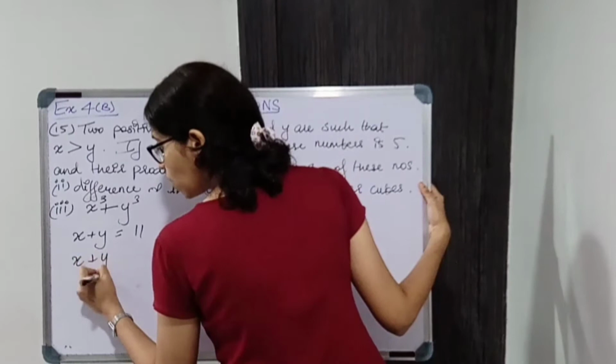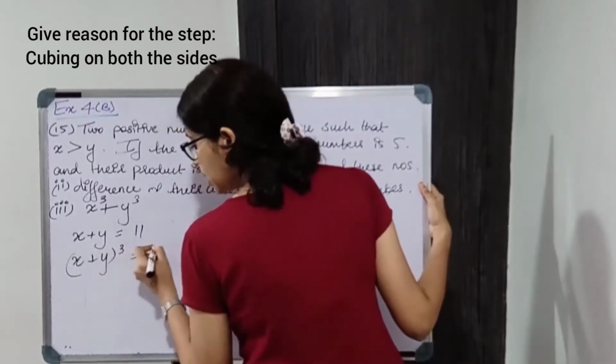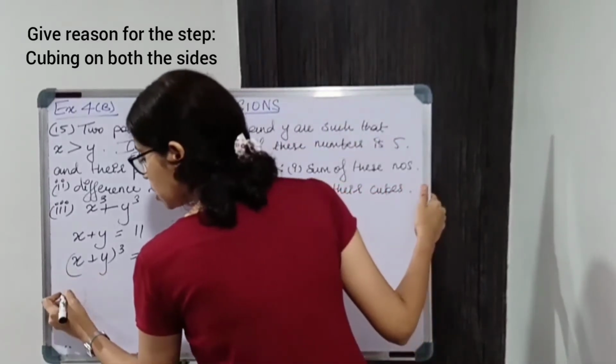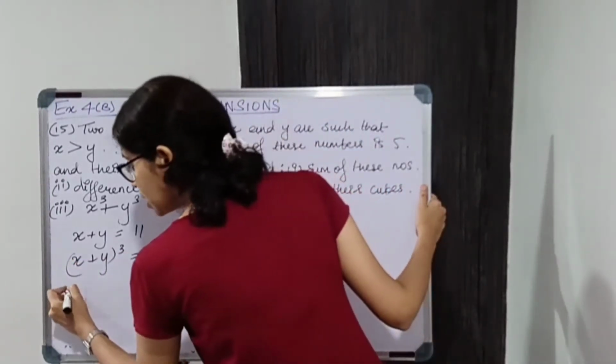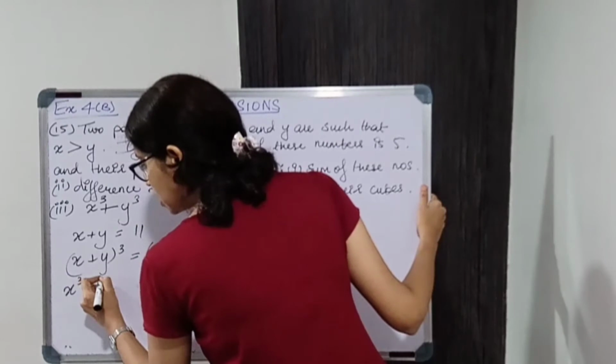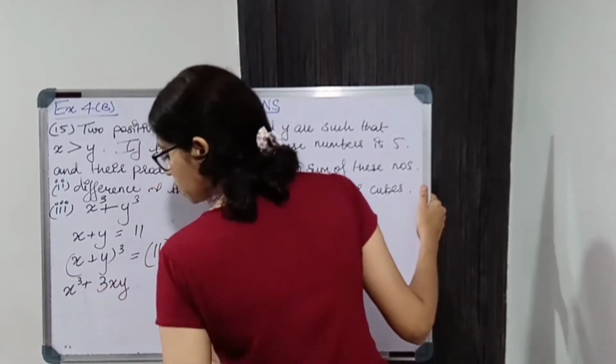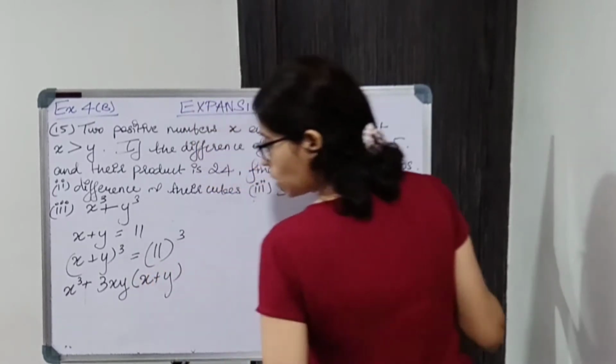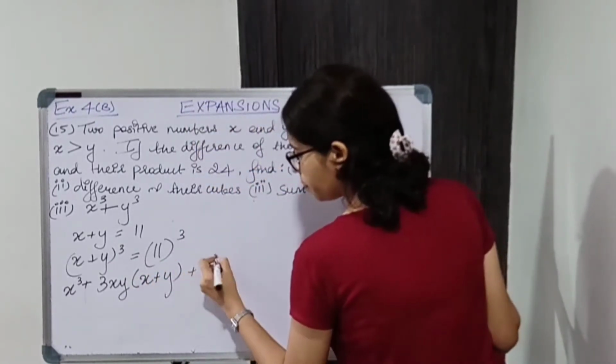So (x + y)³ = 11³. Now over here this is (a + b) the whole cube, so it is a³ + 3ab(a + b) + b³, that is x³ + 3xy(x + y) + y³.